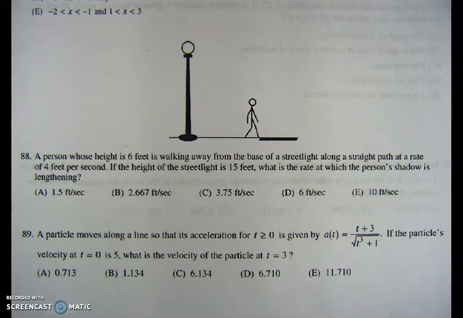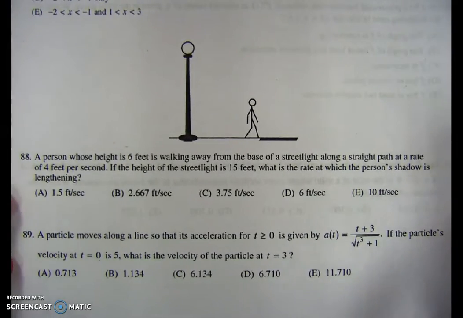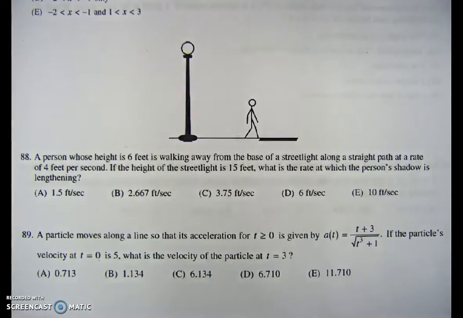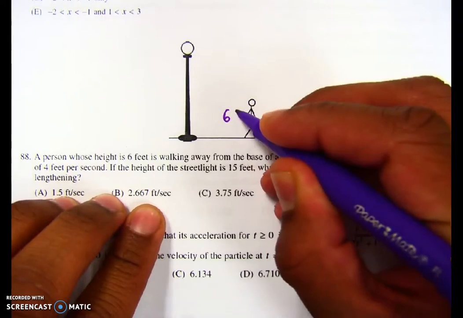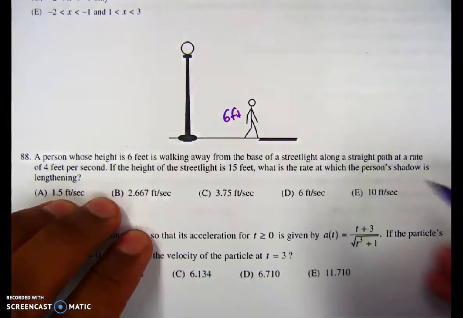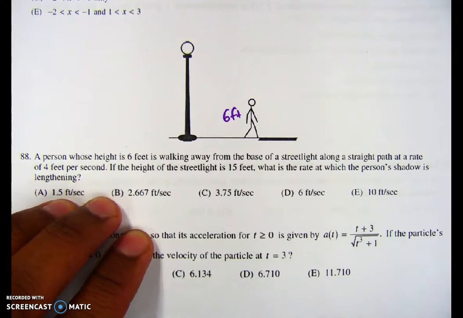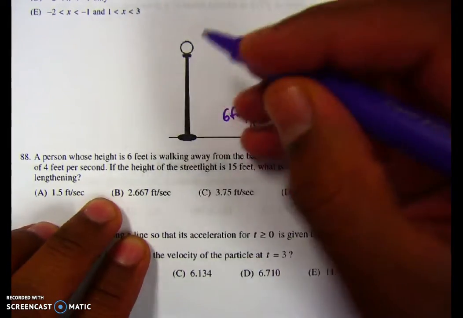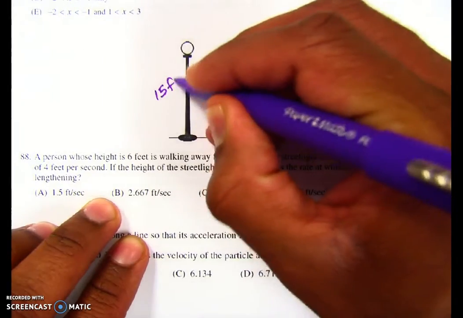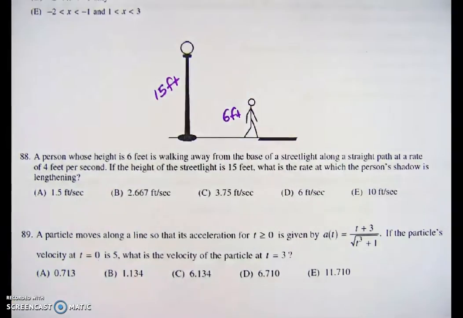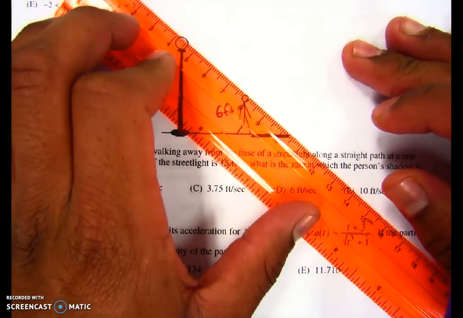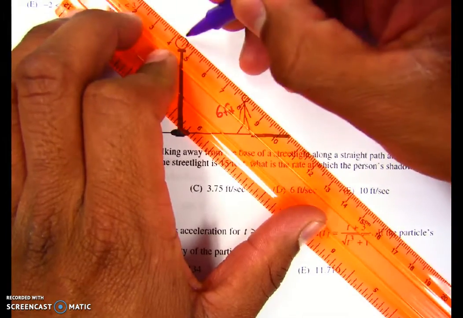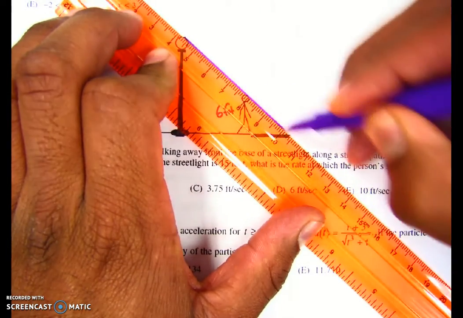Alright, so for the Q4 day 16 homework, it was multiple choice. Problem 88. We know that we have a 6 foot tall person, and we know that the street light is 15 feet. And the trick was making or considering the similar triangles.